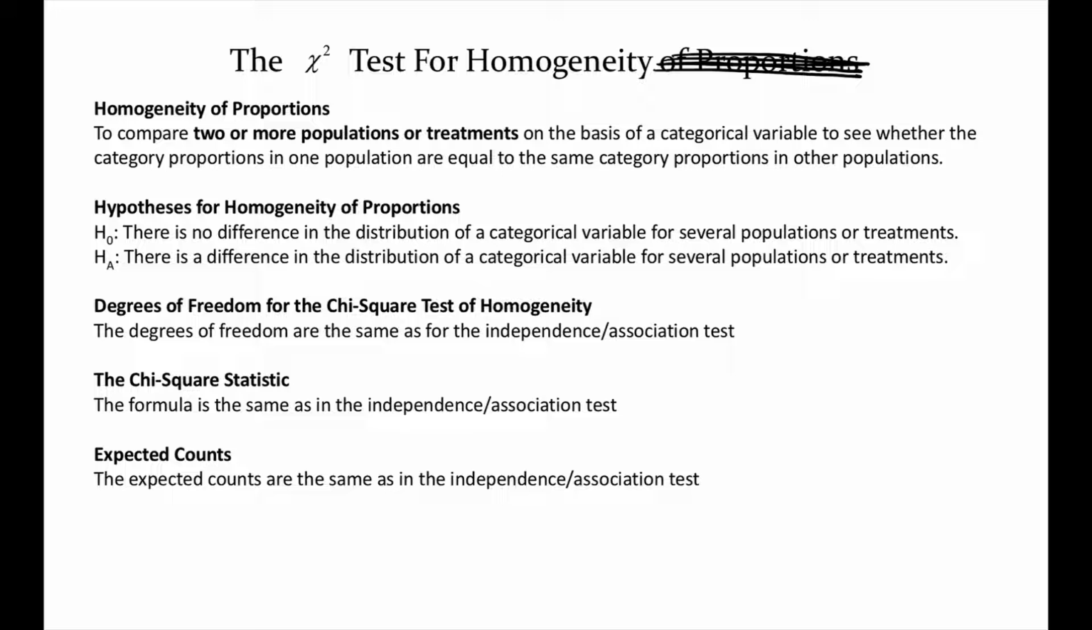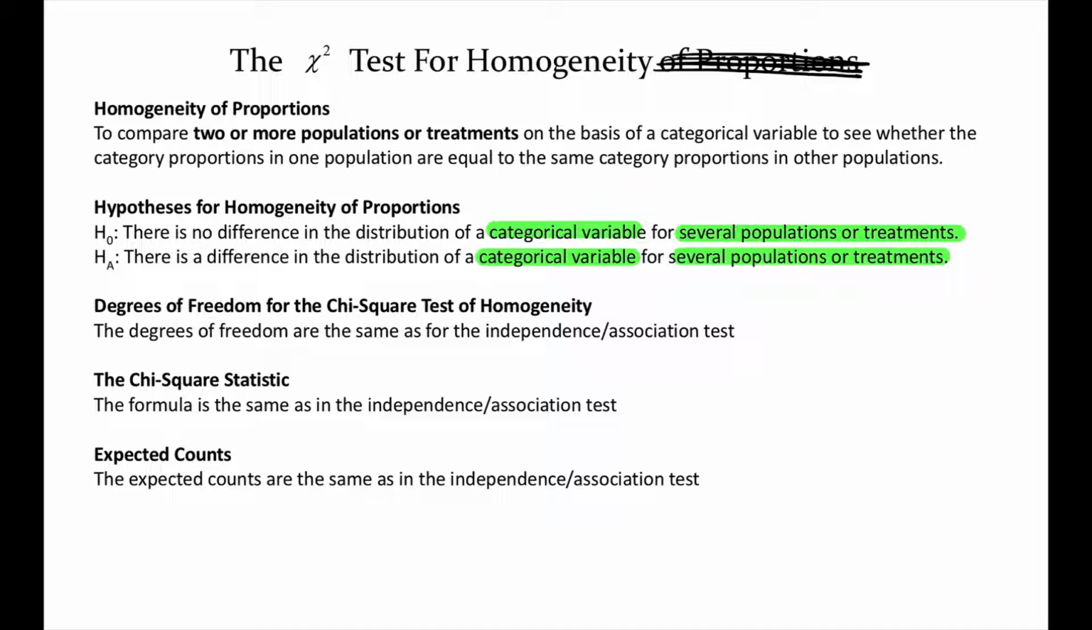Okay, so our null hypothesis is that there's no difference in the distribution of the categorical variable for several populations or treatments. I'm going to highlight this part and this part. We have to put those in context, so we're not going to write the highlighted parts; we're going to put context for those. Same thing with the bottom: there is a difference in the categorical variable for several populations or treatments. The highlighted part is the part we need to change for context purposes.